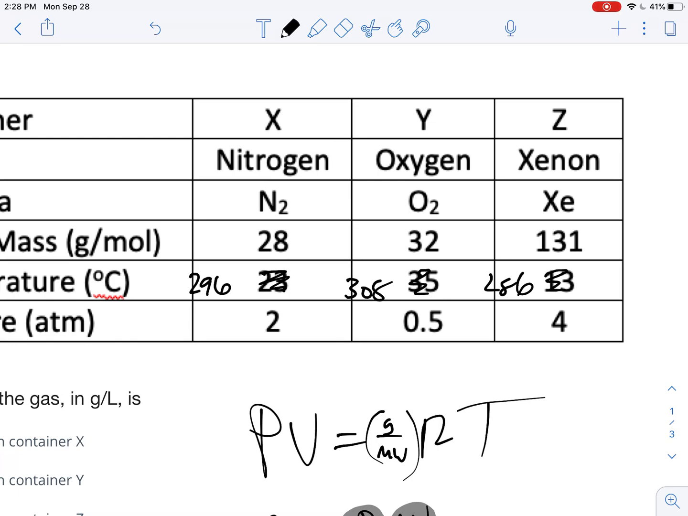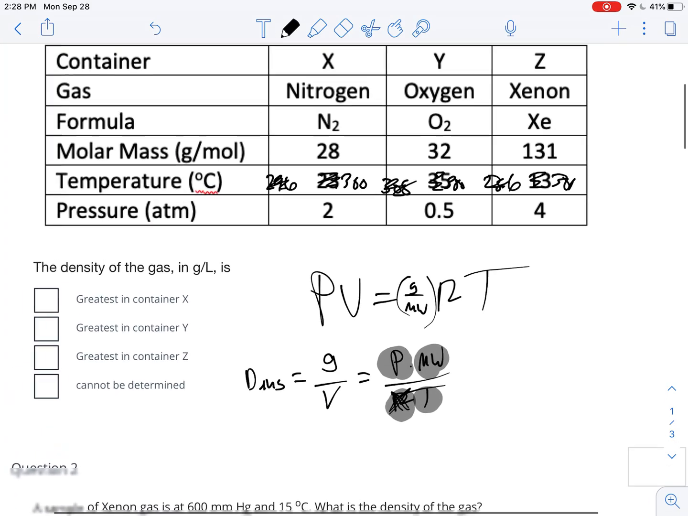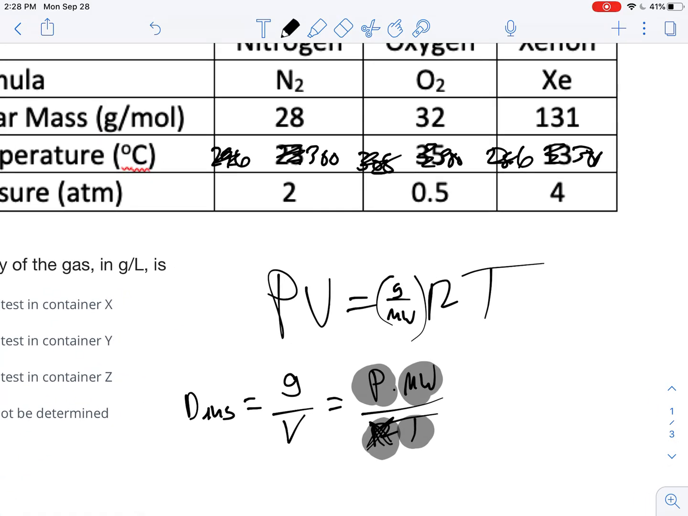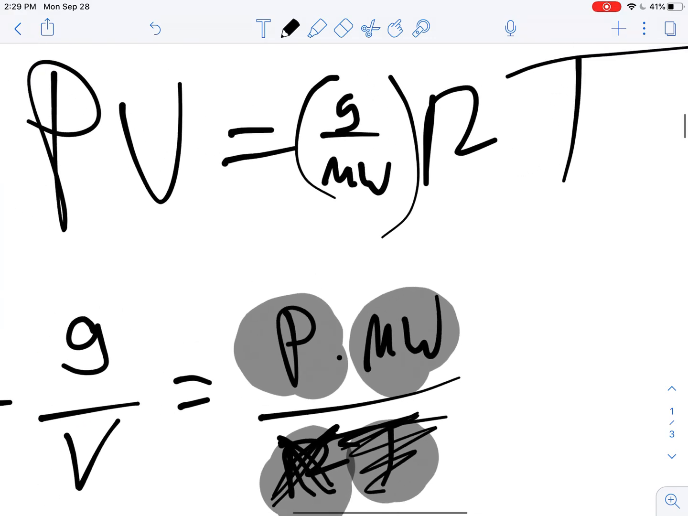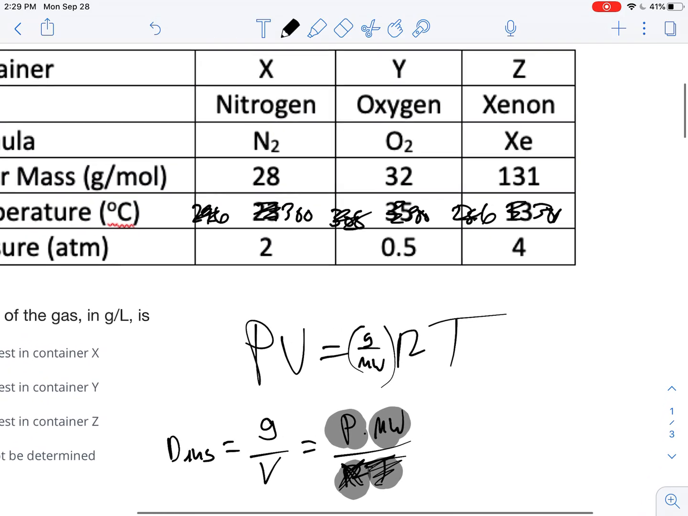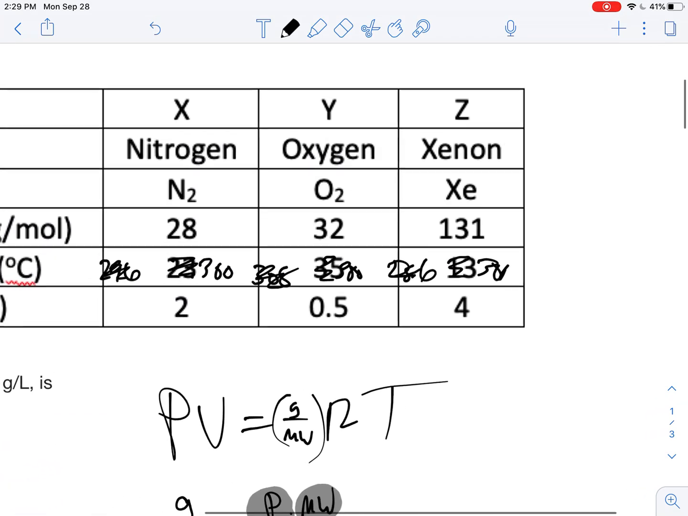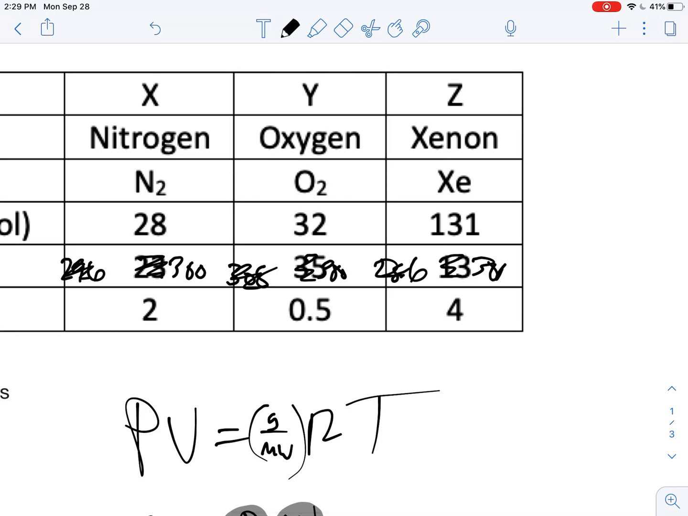Because if you rounded it, that's rounded to 300, and that's rounded to 300, and that's rounded to 300. So all of those temperatures are almost the same. So again, if you are without a calculator on this problem, temperature really isn't the issue here. What we've really got here is the pressure times the molecular weight. So which of these has the biggest pressure times the molar weight?